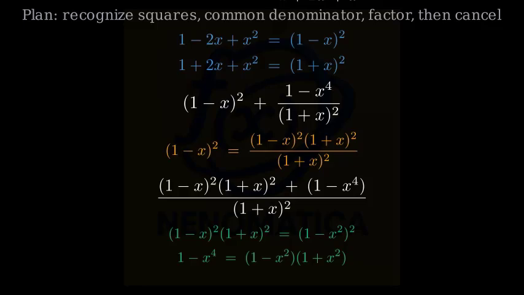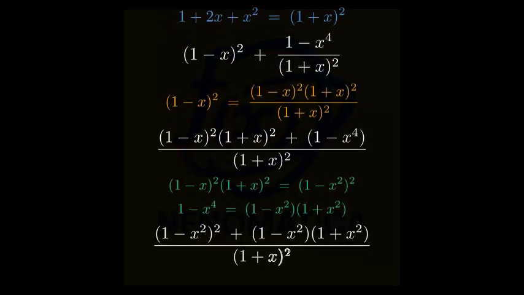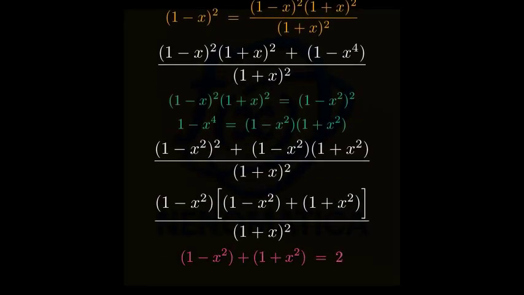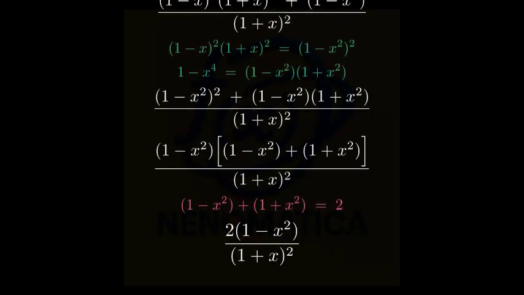And 1 minus x to the fourth equals left parenthesis 1 minus x squared right parenthesis times left parenthesis 1 plus x squared right parenthesis. Substitute these into the numerator. Now factor out the common factor left parenthesis 1 minus x squared right parenthesis. Step 4. The bracket simplifies to 2. So the whole fraction becomes 2 times left parenthesis 1 minus x squared right parenthesis over left parenthesis 1 plus x right parenthesis squared.